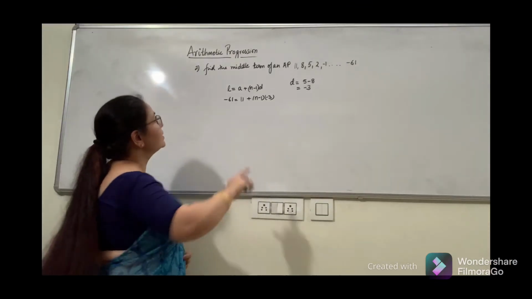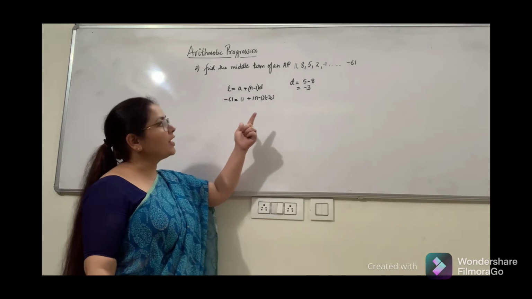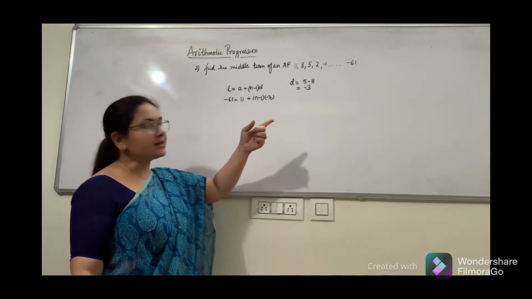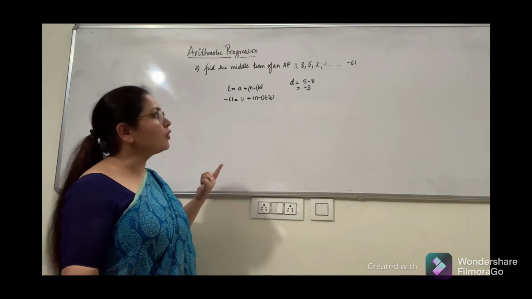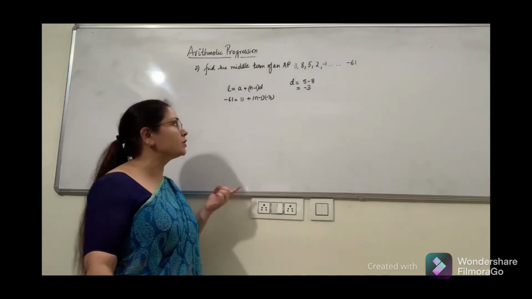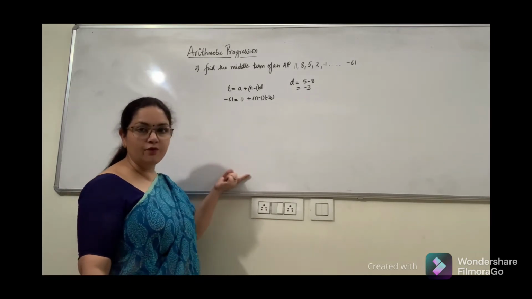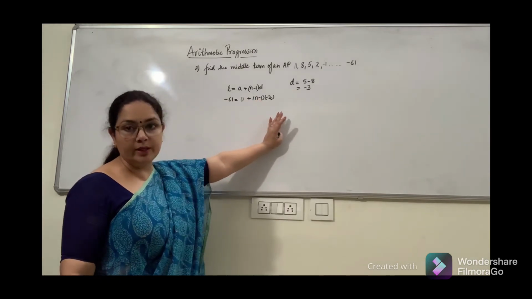The next question is, find the middle term of an AP which is 11, 8, 5, 2, up till minus 61, and we'll calculate the middle term of the series. So first of all, we have to calculate the total number of terms of the series. How many terms are there in the series? Again using the same formula, L is equal to a plus (n minus 1)d, and we'll calculate d also.